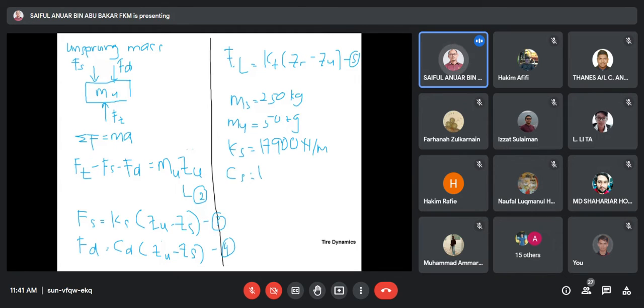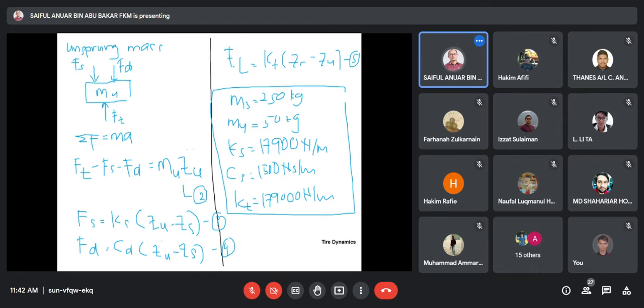Okay, for Cs we use a damping coefficient of 1,500 newton second per meter. For Kp we use 179,000 newton per meter. So using these parameter values, we develop the quarter car model inside Simulink.